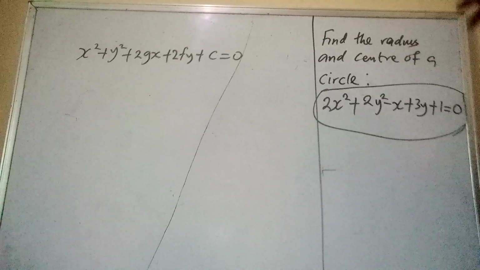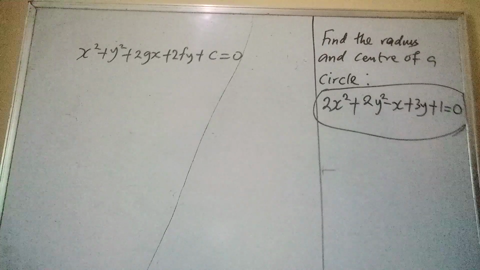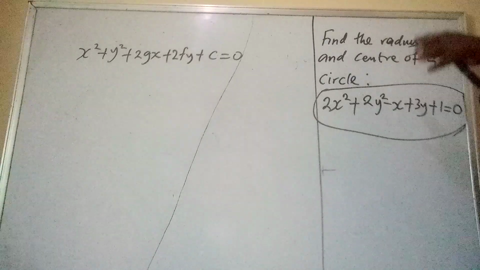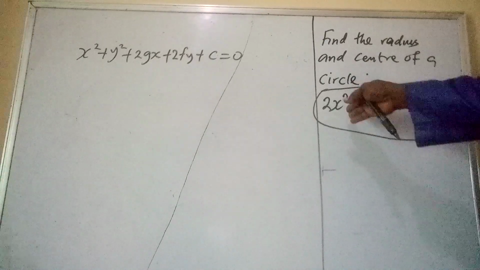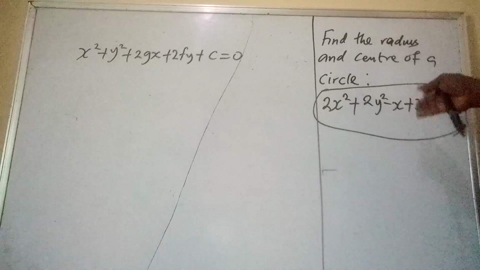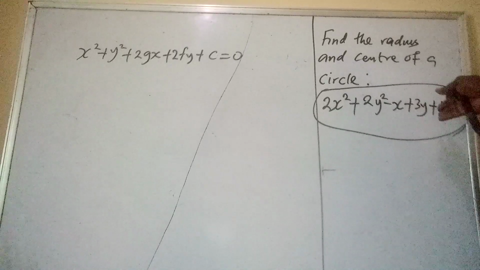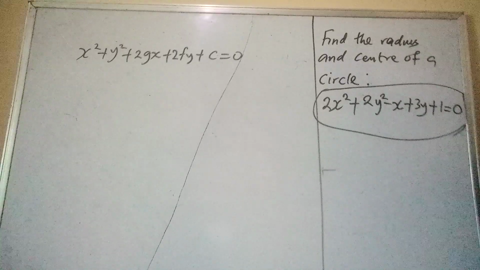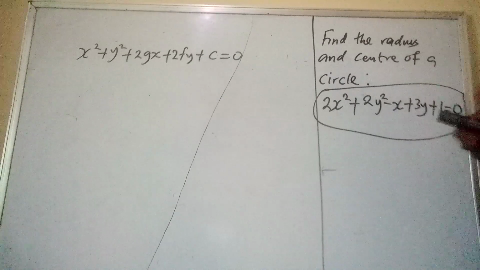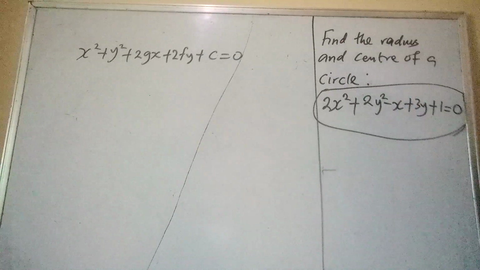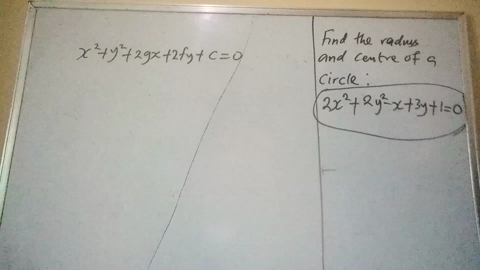Alright, this is an example question. Find the radius and center of a circle: 2x squared plus 2y squared minus x plus 3y plus 1 equals 0. Okay, before we solve the problem, there is some information I need to share with you.